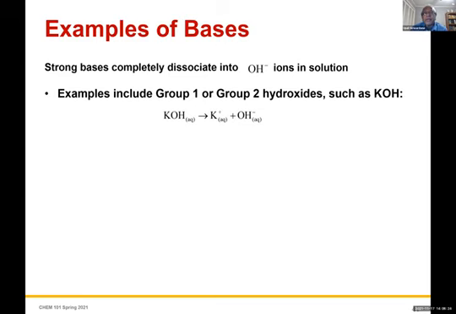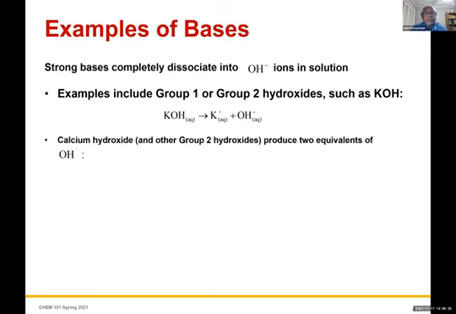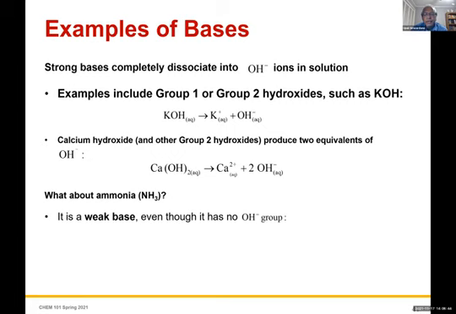KOH is a strong base. It dissolves in water completely. Calcium hydroxide produces two times OH ions. That's a strong base. What about ammonia? Ammonia doesn't have OH groups, but when you put it in water, it breaks up water into hydroxide ion and ammonium ion. Therefore, OH ions create basicity. Basicity is OH ions. Acidity is coming from hydronium ions.